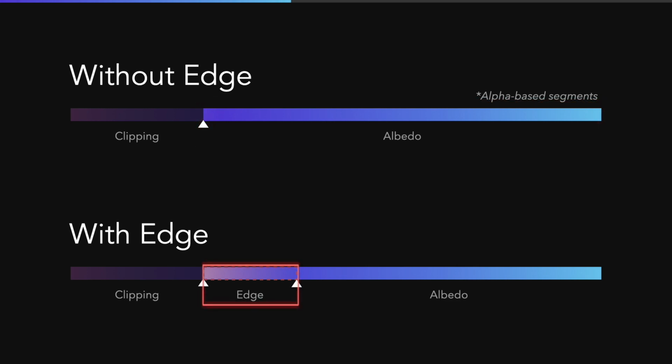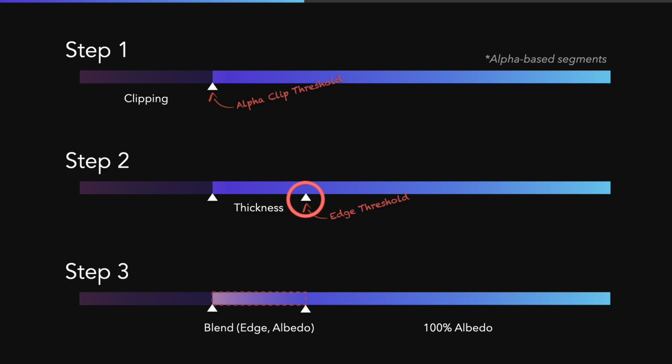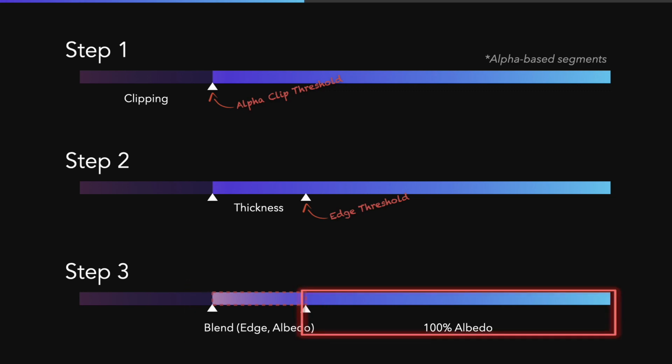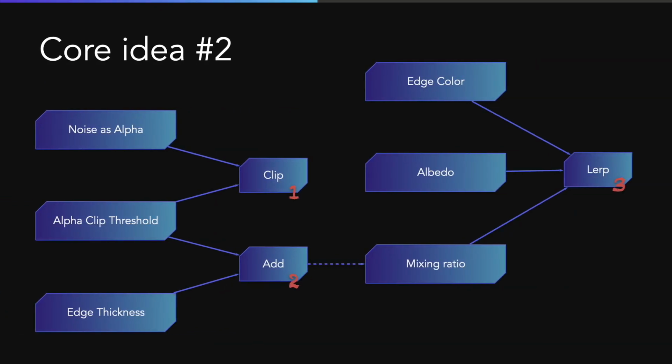In order to render the edge, we just need to set a color to the pixel having alpha in the range from alpha clip threshold to edge threshold. The edge threshold is defined by us, so we are free to decide where it should be set. The distance from the alpha clip threshold to the edge threshold is the thickness of the edge. To render it smoothly, I want to have it blend with the albedo in the edge area. Above the edge threshold, the albedo should dominate 100%. Our plan will be changed to the diagram on the screen with 3 steps.